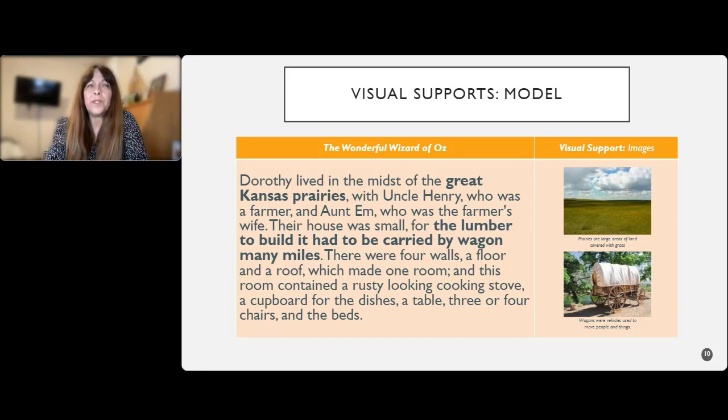You see here, Dorothy lived in the midst of the great Kansas prairies. And here is really a nice visual of a prairie to really bring the reader to where we want to be.